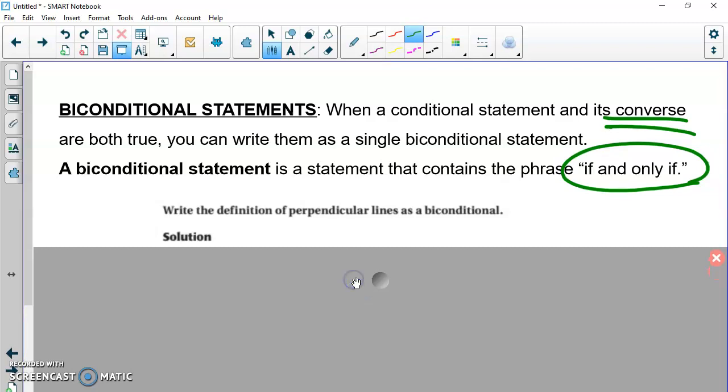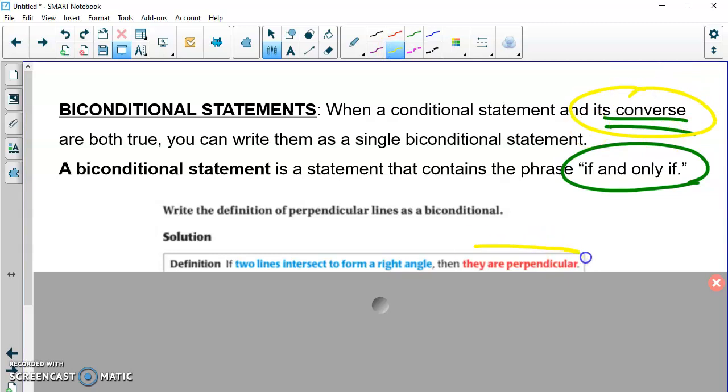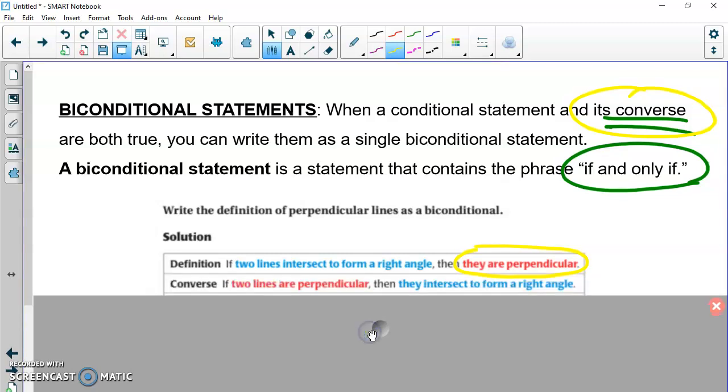So, writing the definition of perpendicular lines is a biconditional. So, the definition: if two lines intersect to form a right angle, then they are perpendicular. The converse of that would be: if two lines are perpendicular, then they form a right angle, which I have right here. Notice just the hypothesis and the conclusion switch spots for a converse.